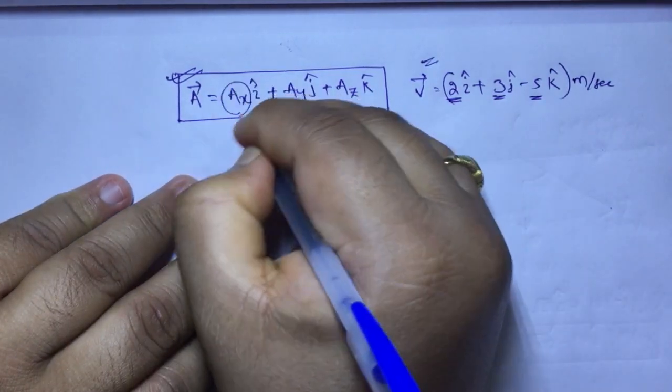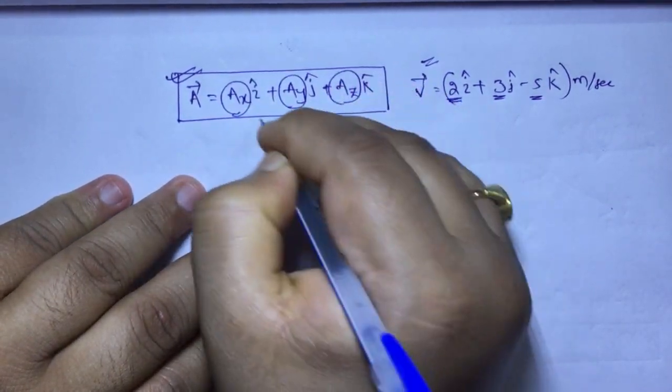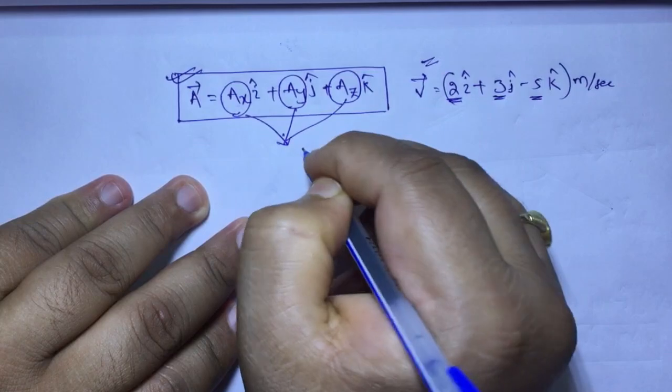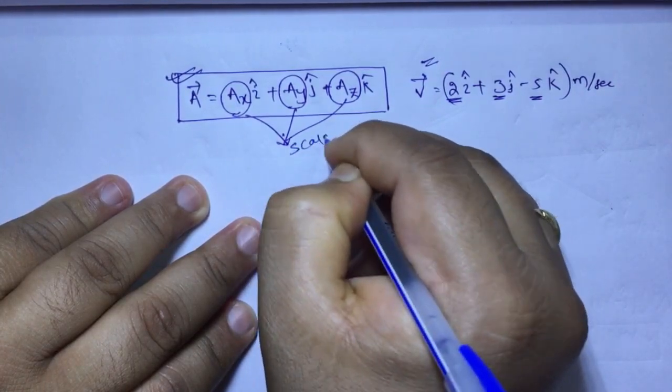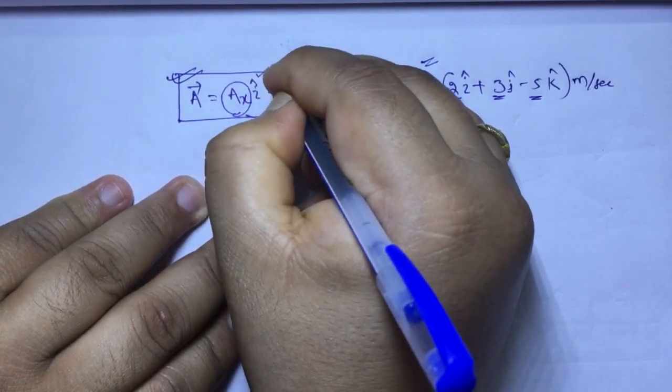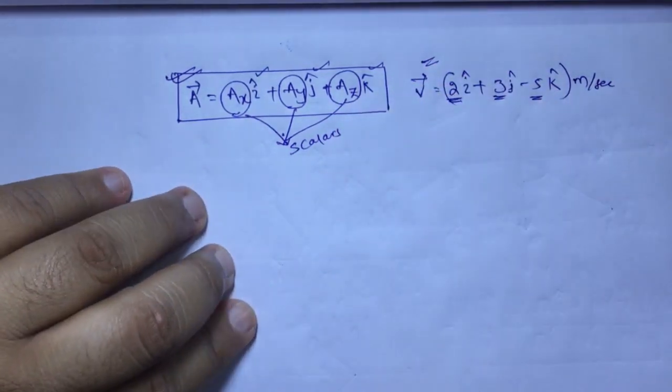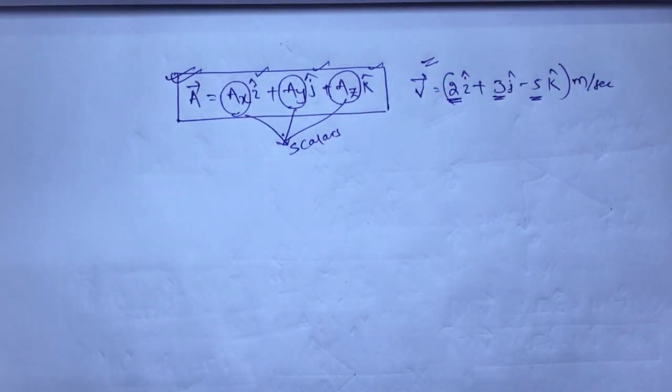So remember here this ax, ay, az, these are simple numbers or scalars. And this i cap, j cap, and k cap are actually giving the direction, or they are the unit vectors along x and y and z.